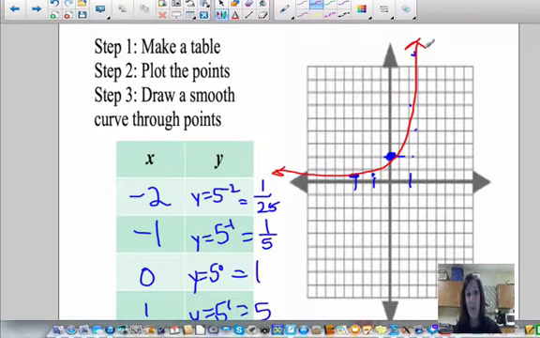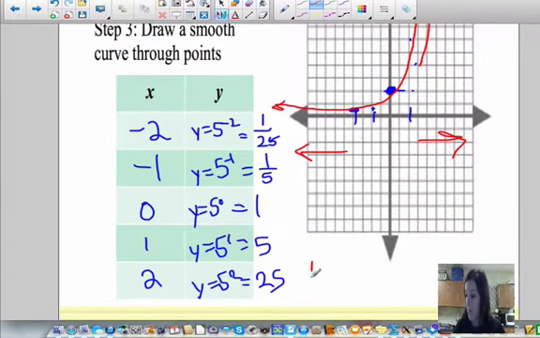Now, with an exponential function like this, your graph continues to go to the left forever and ever. And it's not only going up here, but it's also going to the right forever and ever. So that means that our domain on this function is all real numbers.